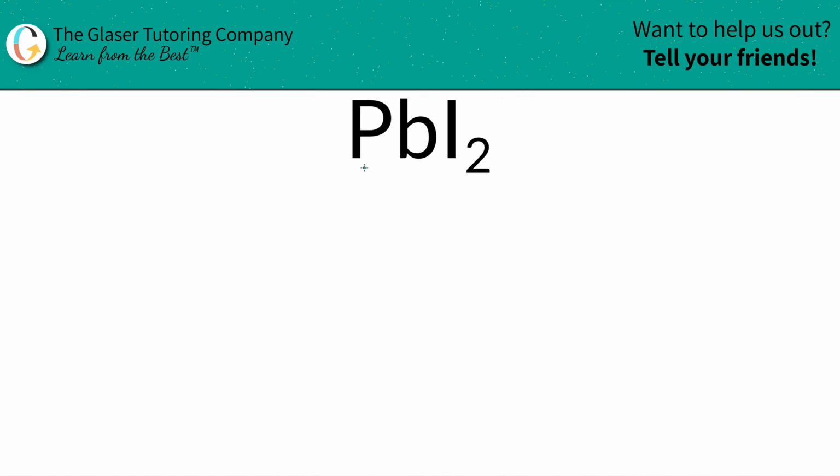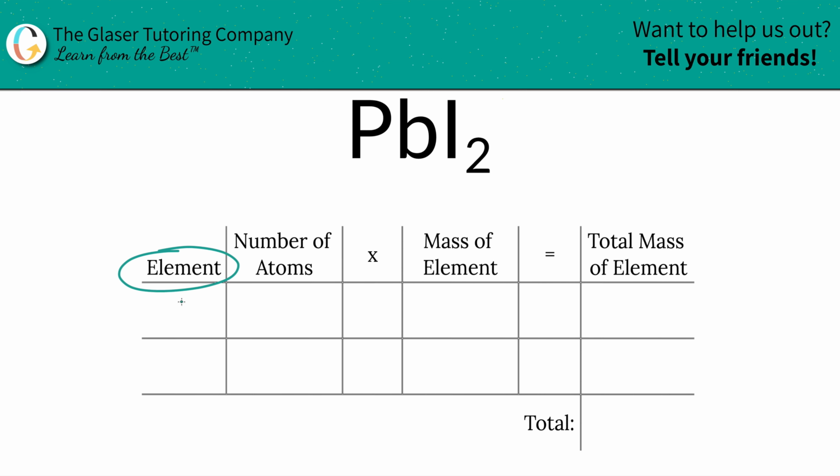Today, we're going to calculate the mass percents of lead and iodine in lead iodide. First thing is we've got to find the total mass of the compound, and then we can find those percentages, easy peasy. I have a nice little table to help us out. Take a look. Bam. So the first step is to write the elements down that we have in the compound.